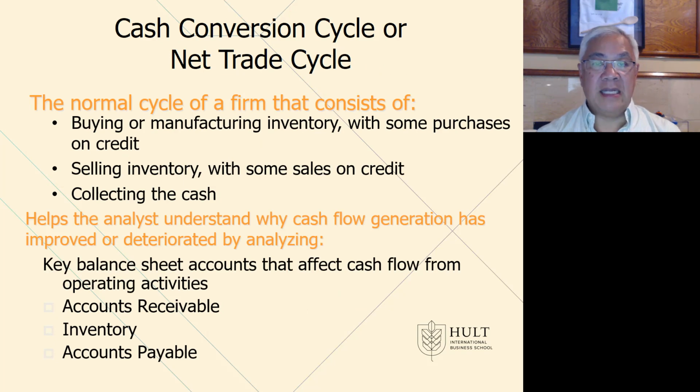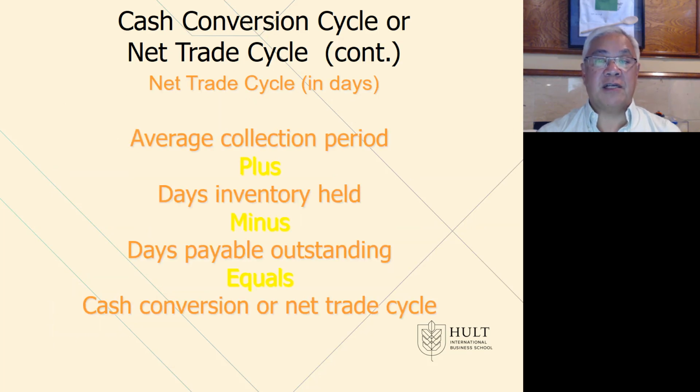And this says, how many days does it take you to cycle through, to buy inventory, to sell inventory, to collect money from your customers, then take your money and pay your vendors. So this is what we call the trade cycle or the cash conversion cycle. And we use the measures we just computed in order to calculate the cash conversion cycle. So it's the average collection period for receivables plus the days inventory held minus the days payable outstanding. And the result of those three factors is the cash conversion cycle.